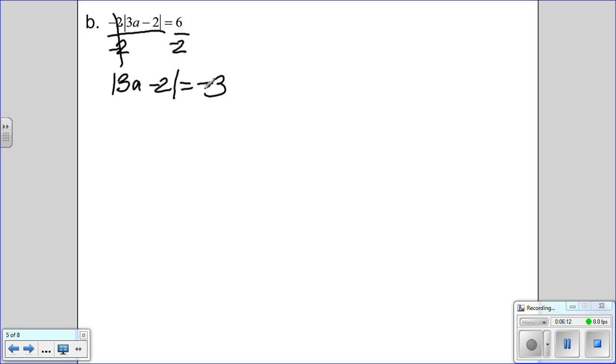You could set up case 1 and case 2. However, there's a problem with this particular equation. We're saying that the absolute value of something over here is equal to a negative number. And we just went over the definition. We know that by definition, you cannot take an absolute value and get a negative number because absolute values are always positive. So this equation is actually false. It will never happen. It's impossible because an absolute value can't equal a negative number. And so if you run into this situation, you'll just have to write no solution.